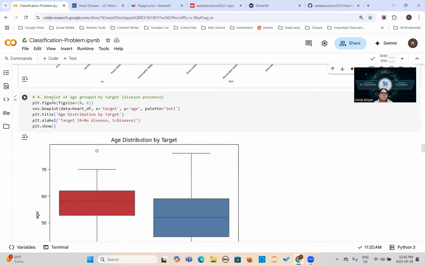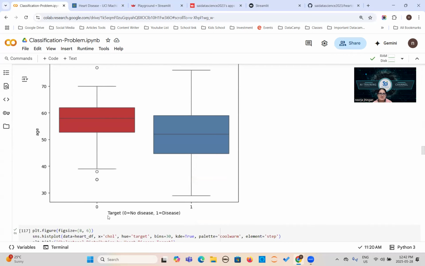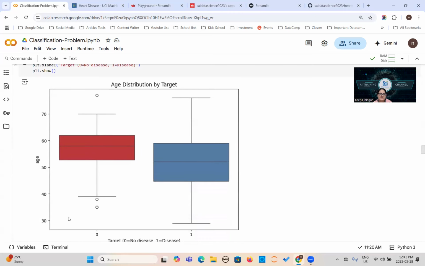And now we will move ahead. Box plot of age group by target. This is another very, very useful graph. It will give you a very clear picture of the age distribution by the target. We are using the box plot here. On the x-axis, we are showing 0, no disease, 1, heart disease, and the age on the y-axis. So look at this. First of all, we will look at the box plot. This is the minimum range, this is the maximum range, and the dots which you are looking at are called outliers. Remember in the describe method I told you there is an interquartile range, minimum, maximum. This is that.